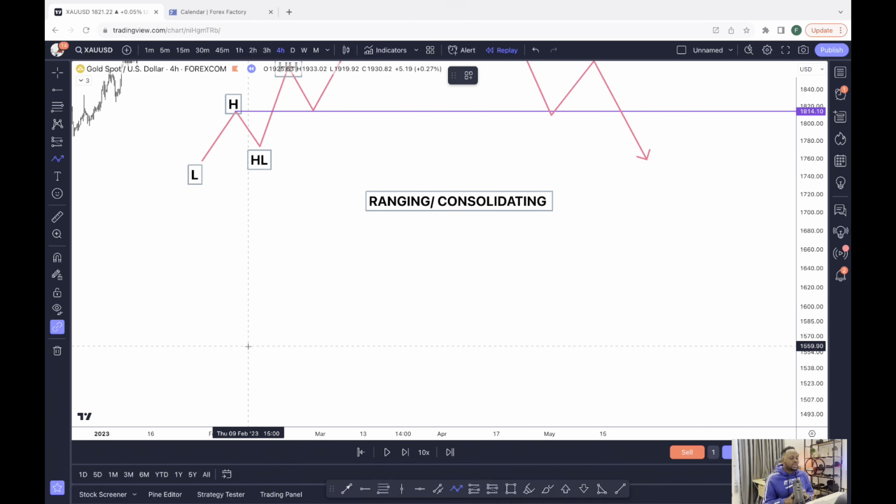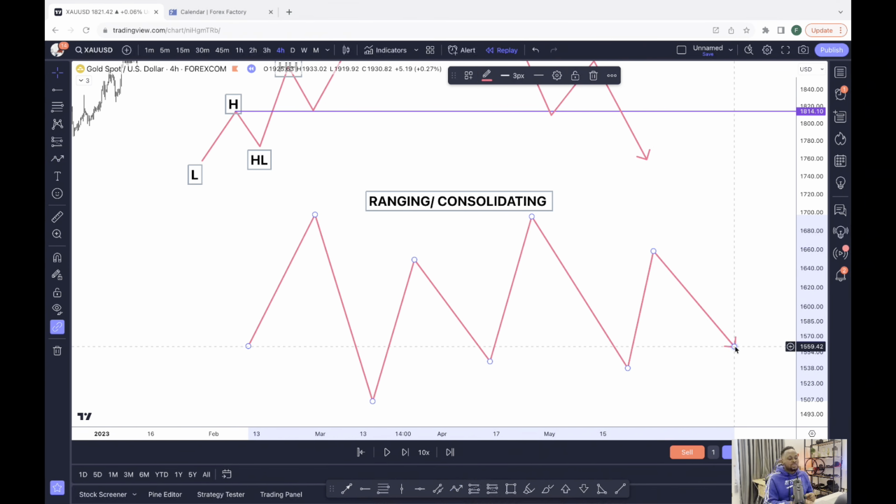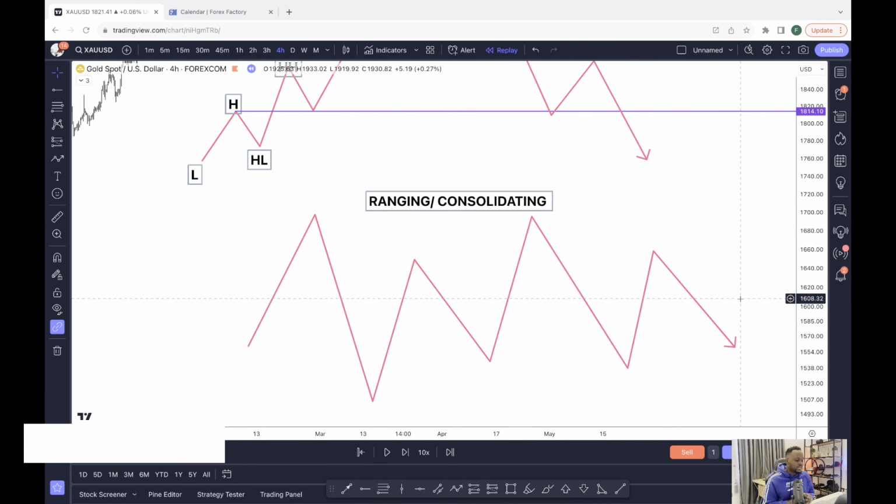Ranging or consolidating market. So in this type of market condition, you can't really tell who is in dominance, because for one moment the market is trending up, the next moment it is going all the way back down, having a series of zigzag and whipsaw movements in the market, right? Now there are no specific times for all of these things. This can take as long as it wants to take on the market.